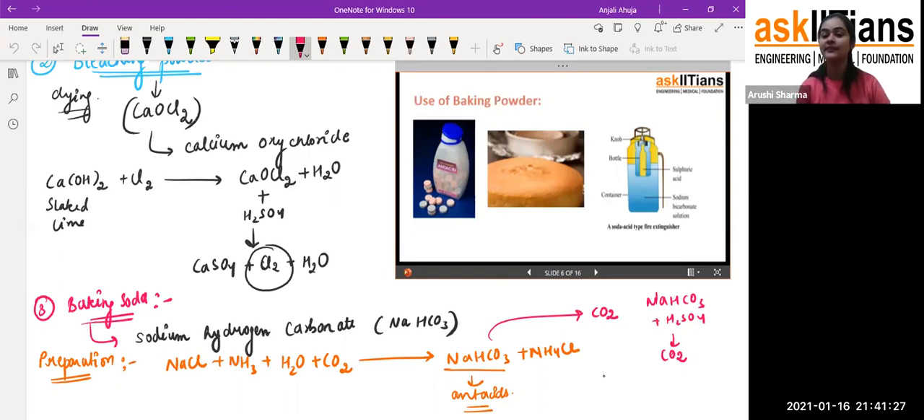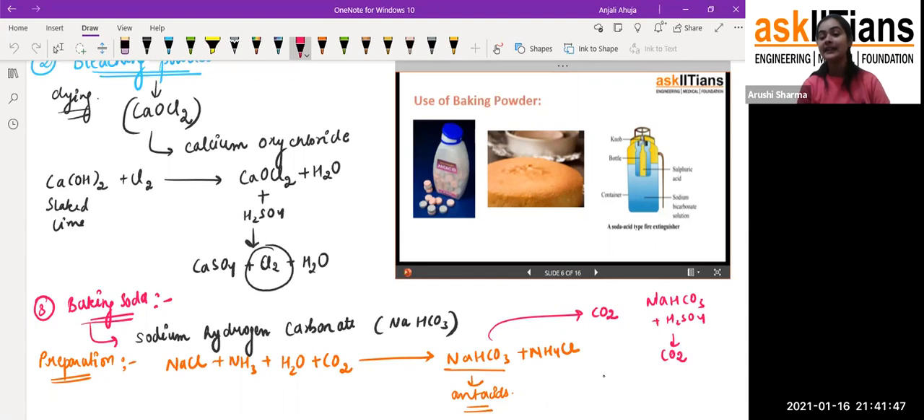Why soda acid fire extinguisher? Because we are using baking soda as well as the acid. So it is also used in the fire extinguisher. So all of these uses I have already told you. So just remember this thing. What baking soda is? Baking soda is sodium hydrogen carbonate, and that is NaHCO3.